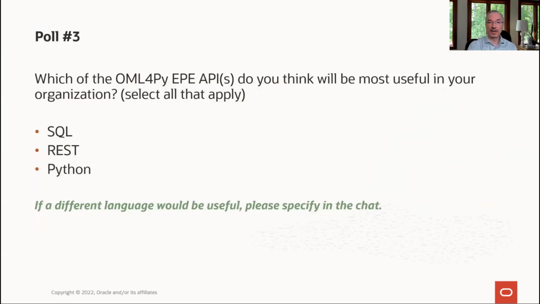So let's take a poll at this point about language interfaces. Which of the OML4Py embedded Python execution APIs do you think will be most useful in your organization? The SQL, the REST, or Python APIs? And feel free to select all that apply. And if you have something else in mind, let us know that too.